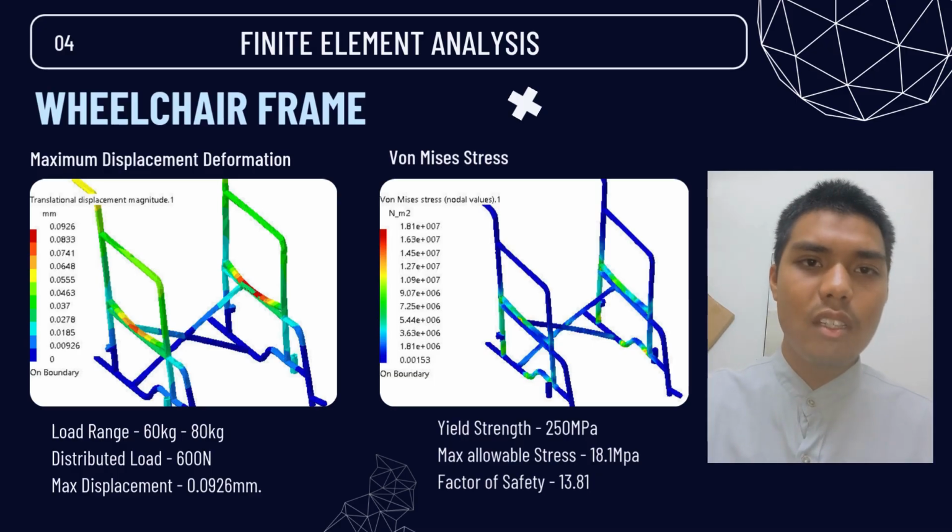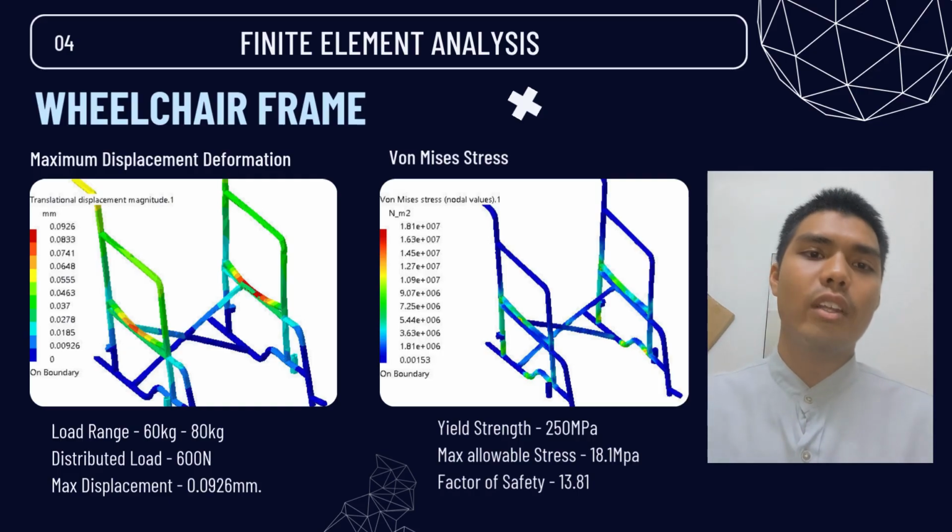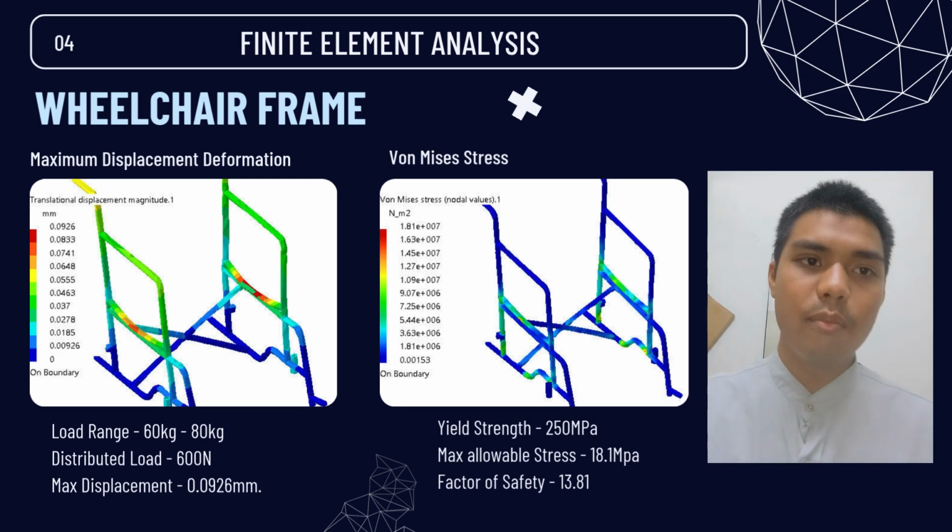The factor of safety on the steel frame bar is over 1, which means the design is acceptable. If the factor of safety is less than 1, it means there is some permanent deformation, which is not acceptable.